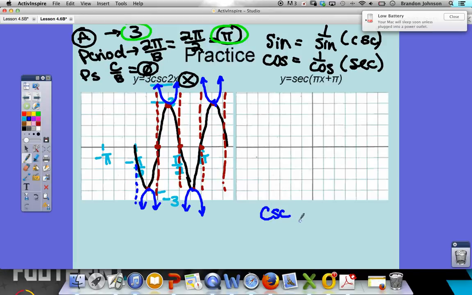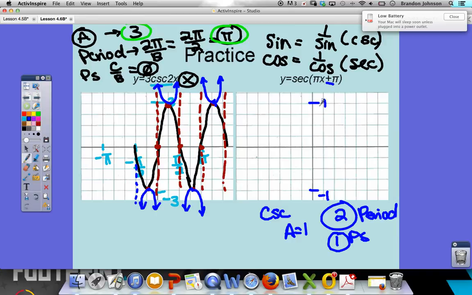If I was doing this example quickly, a is equal to 1, so I go up and down 1. Our period is 2 pi over b, so in this case it should be 2, so 2 should be our period. All right, our phase shift is c over b. In this case, it's pi over pi, or our phase shift should be 1. So in this case, since it's positive, we're going to go to the left one. So I'm going to put left one.